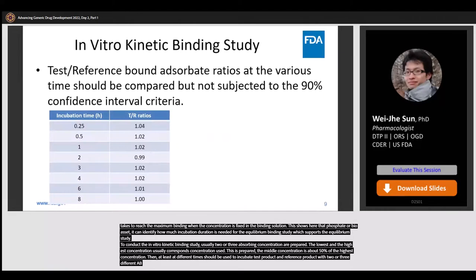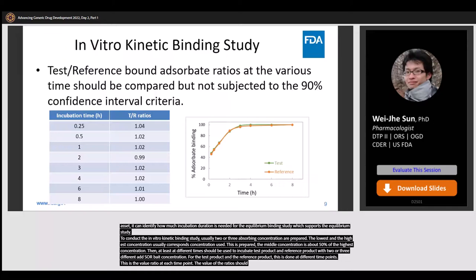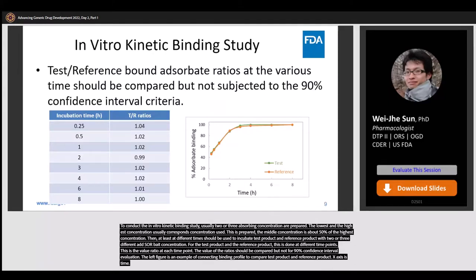For the test product and the reference product comparison, it should calculate T/R ratio at different time points. The left table evaluates T/R ratio at each time point. The value of T/R ratio should be compared, but not for 90% confidence interval evaluation. The right figure is an example of kinetic binding profile to compare test product and the reference product. X-axis is time, and the Y-axis is the percentage of adsorbate binding. From the figure, it shows that the percentage of adsorbate binding increases when the binding time increases, and then it reaches a plateau, which is the maximum binding.